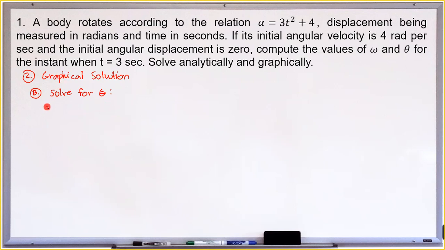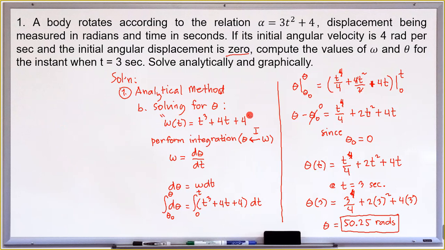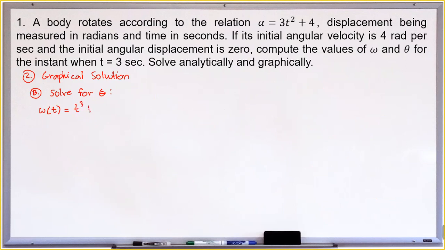We all know that we have already solved for the function of the angular velocity, from the previous slide. W(t) equals t cube plus 4t plus 4. The technique is to break it down into several functions. So we have W(t) equal to W3(t) plus W2(t) plus W1. Arrange your function from the highest exponent towards the constant term.